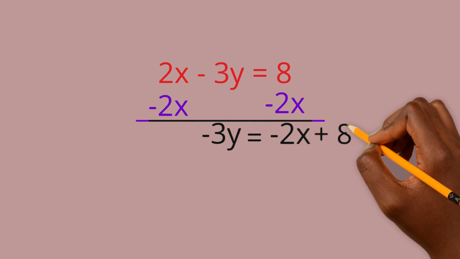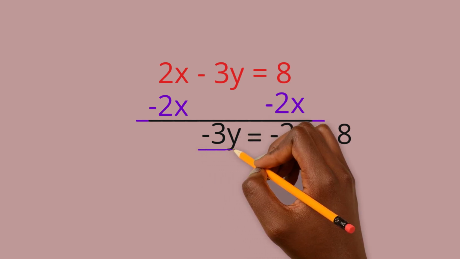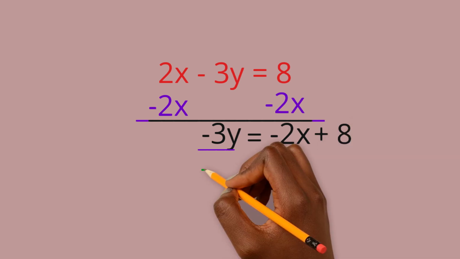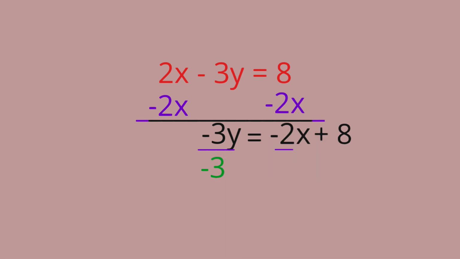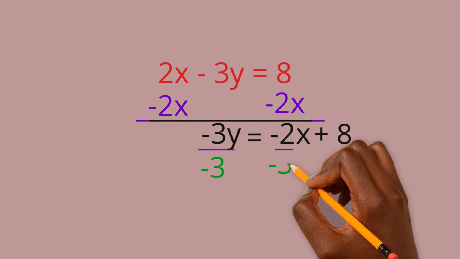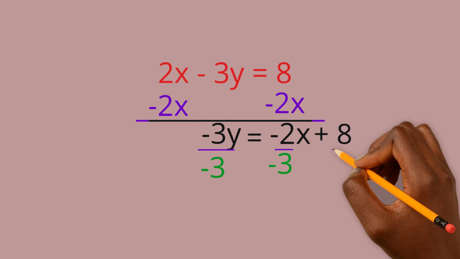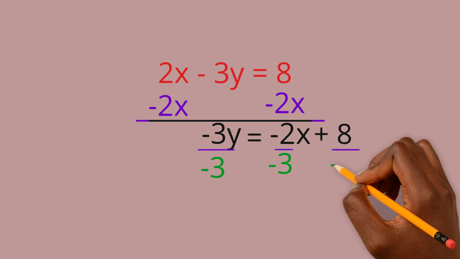Looking at my equation, I have a coefficient with my y, so I need to cancel that coefficient out. It can be read as negative 3 times y, so the inverse will be to divide by negative 3. So negative 3y divided by negative 3 is equal to, and I am dividing all my terms by negative 3 to ensure that I keep my equation balanced. So that would be negative 2 over negative 3x plus 8 over negative 3.